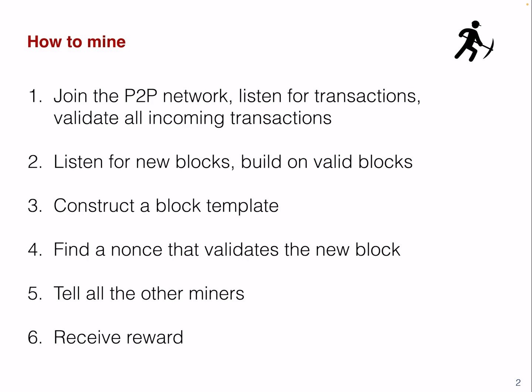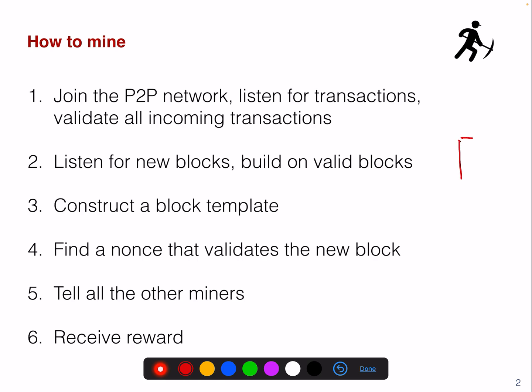Then the second step is we listen for new blocks. And once we find a new block, we build upon that block, right? You remember each block has a block header. This is the header, and the header has a pointer towards the previous block. Building upon the block means creating this new block here, which builds upon the previous valid block. Then the next thing is that we construct a block template. It's basically what I just mentioned: it's to build upon this block. So we create a pointer and we build on that.